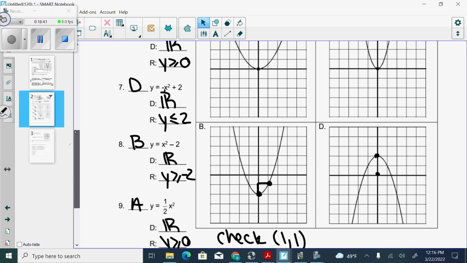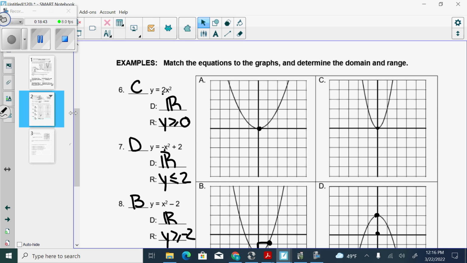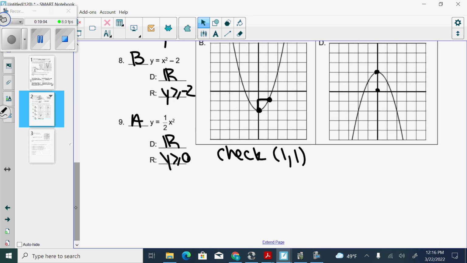If I look at A, and I go from my vertex up 1, over 1, is there a point right there? No. So that's how I know if it's been stretched or shrunk. Okay? Same thing here. Here's my vertex. If I go up 1, over 1, there's not a point right there. So I know that it's skinnier than it's supposed to be. Okay? All right. Last page.